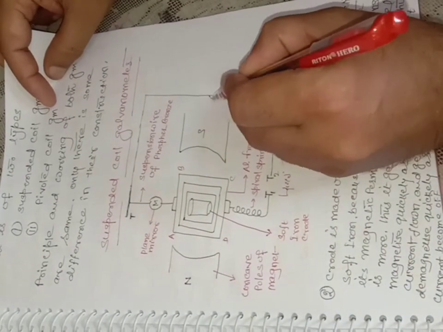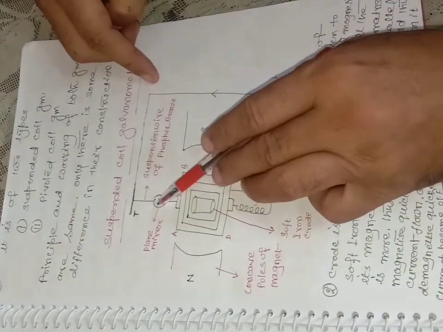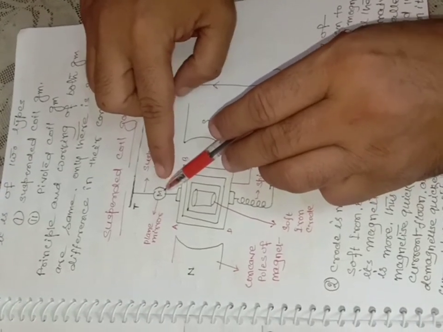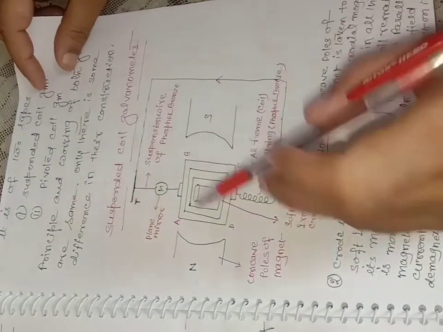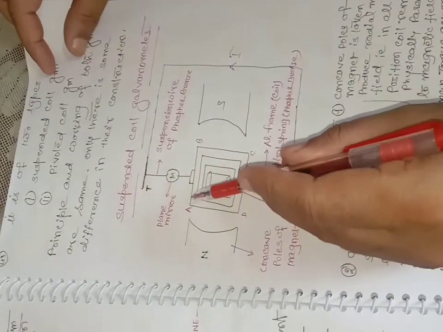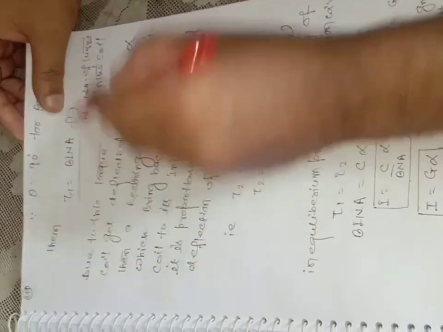What happens? A current starts flowing through it, and when current starts flowing, a deflecting torque will act on it, and torque is equal to, as you know, BINA. B is the produced magnetic field, I is the strength of current, N is the number of turns, and A is the area of the armature. A deflecting torque acts on it, that is BINA. Tau 1 is equal to BINA.